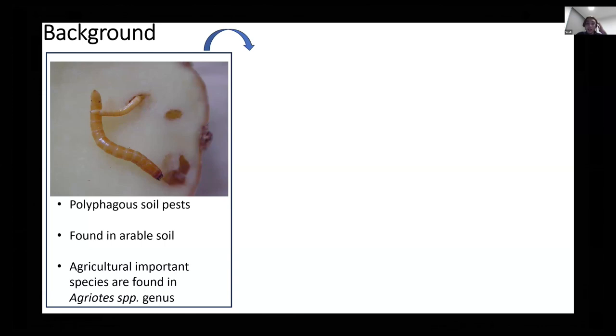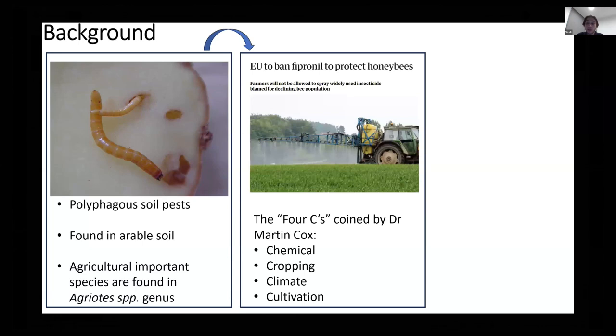Previously, wireworm were easily controlled, and they weren't much of a nuisance. However, currently there's been a growth in their population, mainly due to the banning of organochlorines, which was their main control method. Further research has also highlighted that cropping and cultivation methods and even the changing climate have contributed to their growing population. Because of this, we need to come up with a new control method.